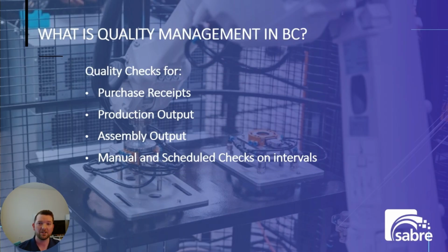Okay, so what is quality management? At a high level, I would say it's just ensuring product quality through these different inspections, inspection templates, and being able to generate these templates when you need them. You can have these quality inspections happen when you actually receive in parts on a purchase order, on a production output, assembly output if you're using assembly orders, and you can also have them generated manually or scheduled based on different intervals.